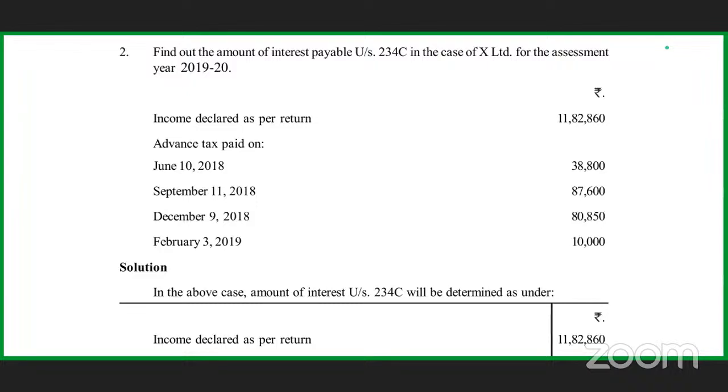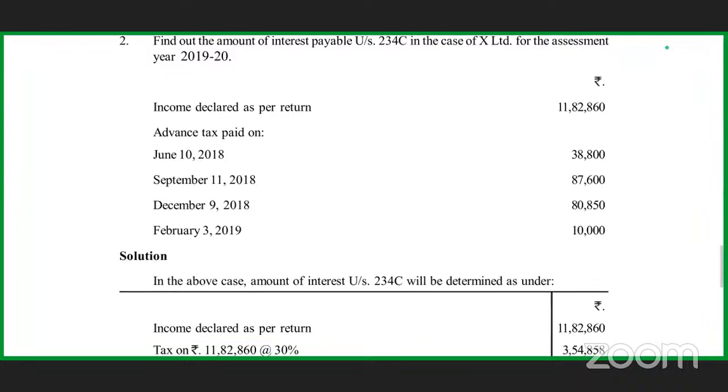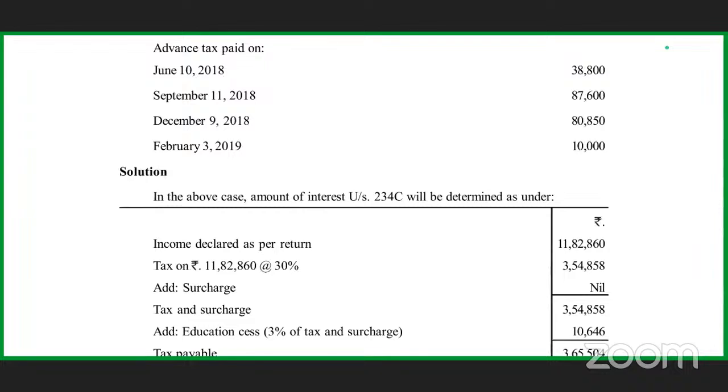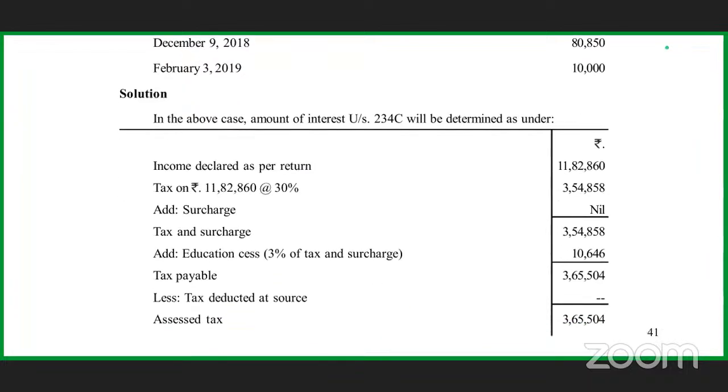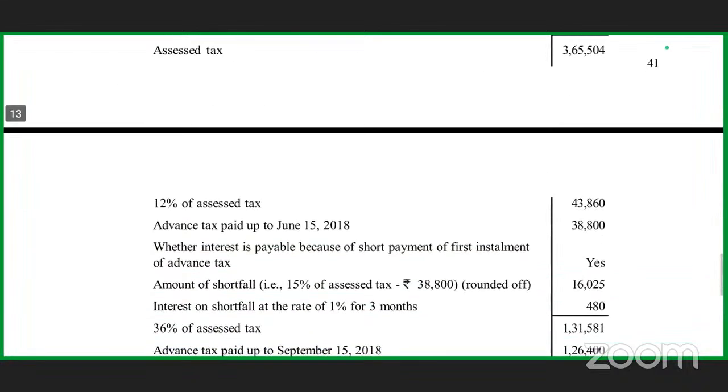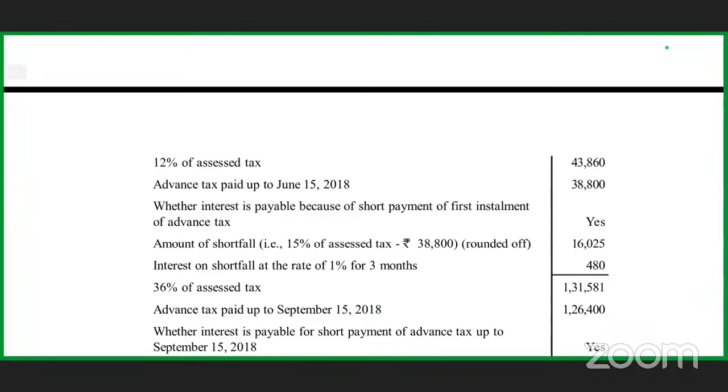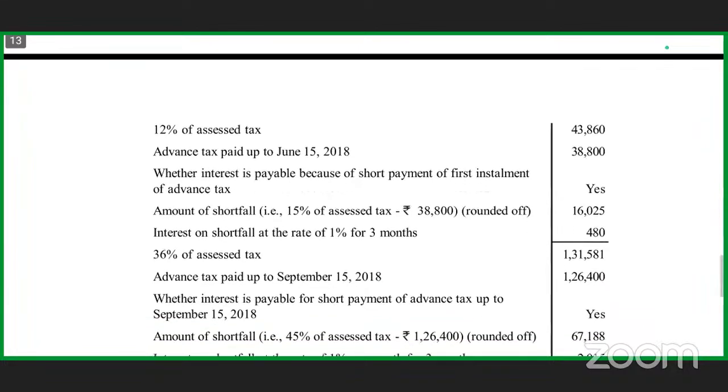So first we have to find out what is the actual tax he has to pay. Just look at it. Tax on 11 lakhs 82,860 comes to 3 lakhs 54,855. And if you look here, the total tax payable is 3,65,504. But how much advance tax is paid? Till June it was 38,800, and September 16th also.